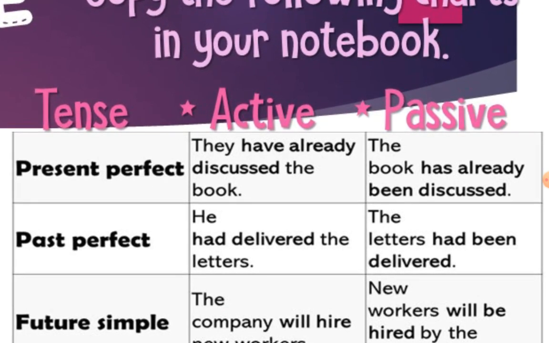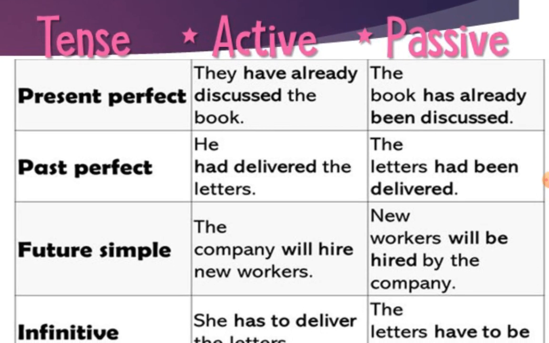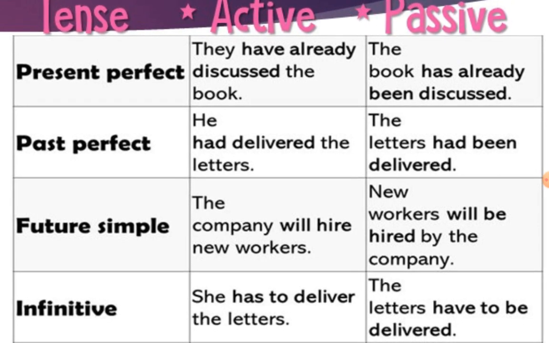Second part of the chart is the present perfect. They have already discussed the book. The book has already been discussed. Remember, we have to use the verb to be in the tense of the original or of the active sentence. And then the main verb is going to be in past participle, discussed. Past perfect. He had delivered the letters. The letters had been delivered by him.